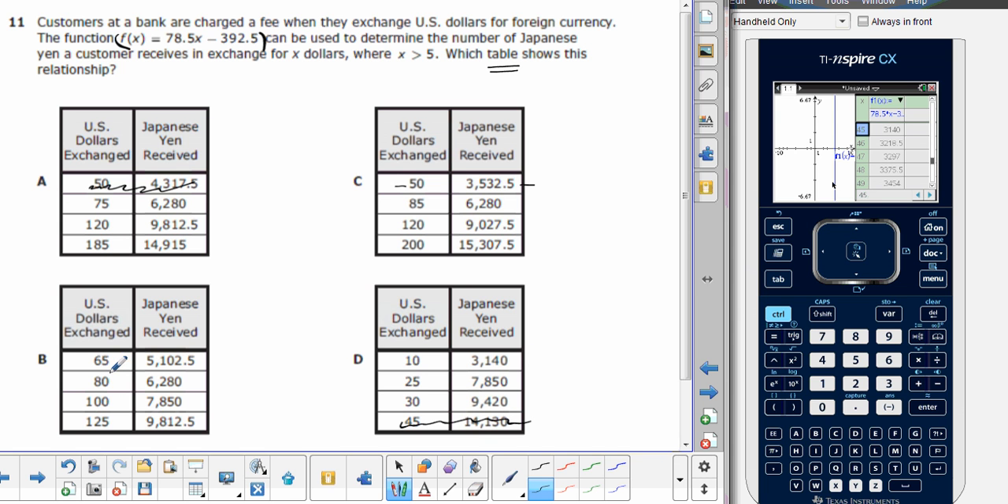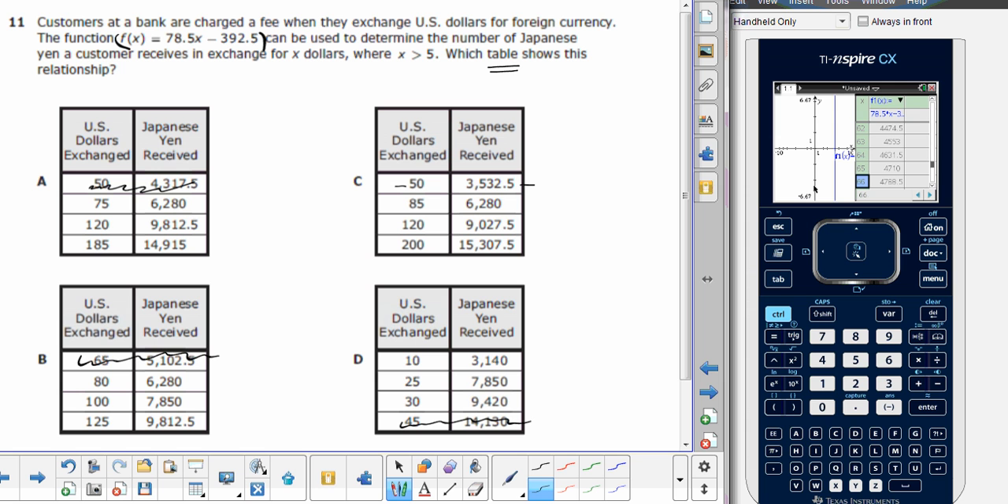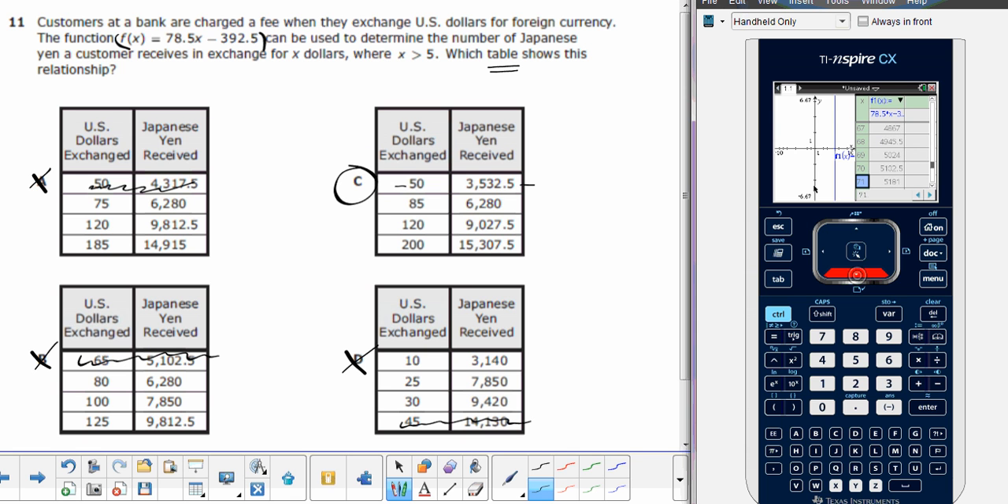Now let's see 65. I'm using elimination and checking which one matches. So for 65, 4,710, which is not this one. So it's not D, it's not A, it's not B. Of course, it is C. And you can just check 85. For 85, we should have 6,200. There. So the answer is C.